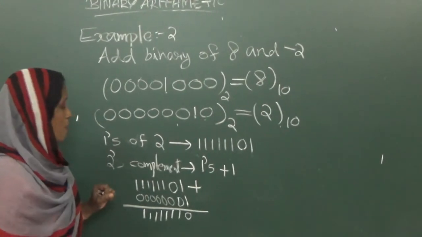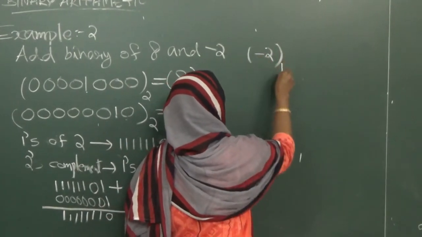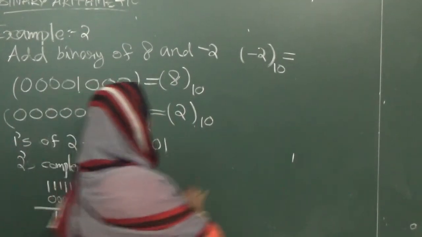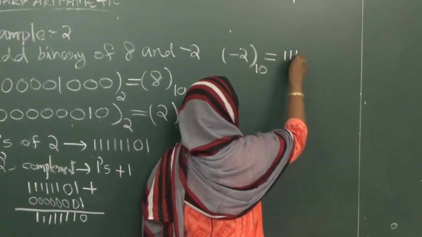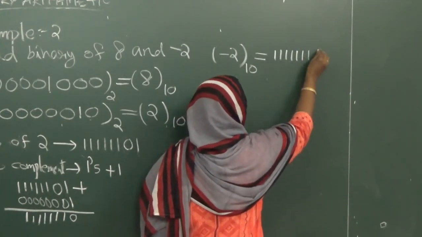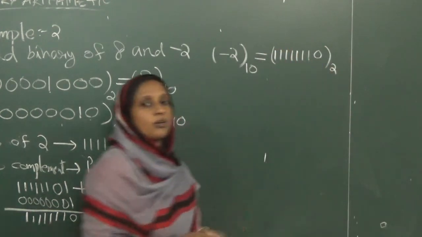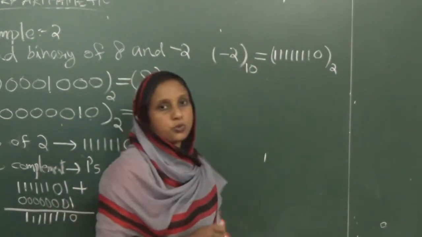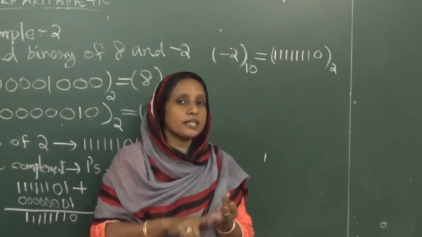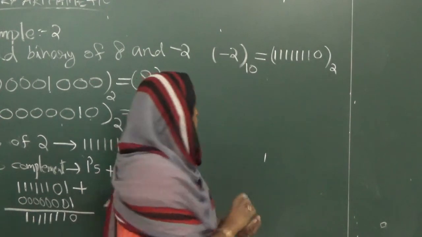So we can write minus 2 here. Minus 2 in decimal system. So we get minus 2. Now we have binary representation of 8 and binary representation of minus 2. Now we have to add these two numbers.